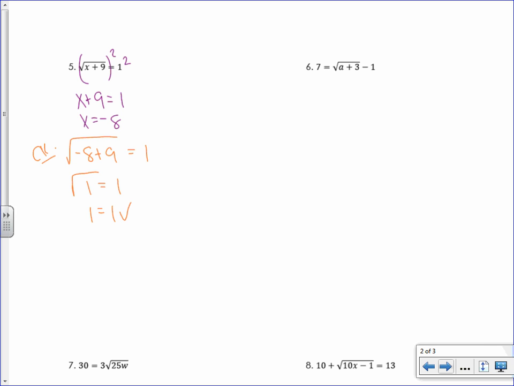Moving over to number 7, I gotta add 1 to both sides, so I get that 8 is equal to the square root of a plus 3. Now that the radical is isolated, you can square both sides. So I get 64 is equal to a plus 3. Subtract 3 from both sides, 61 is equal to a.